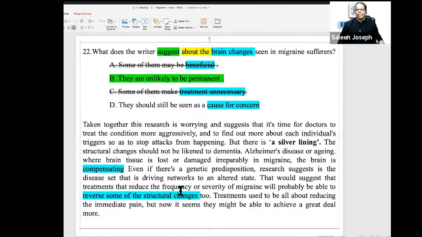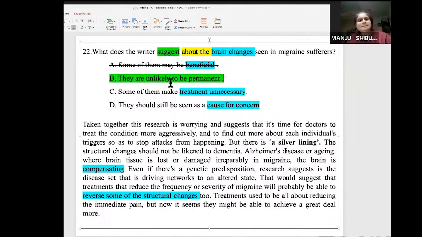Even if there is a genetic predisposition, research suggests it is the disease that is driving networks to an altered state. That would suggest that treatments that reduce the frequency or severity of migraine will probably be able to reverse some of the structural changes. Treatment can reverse. Treatment can compensate. Your brain will not have a lasting impact. Treatments will compensate the brain cells or the effect on brain cells. Is that clear? Yes, Father.